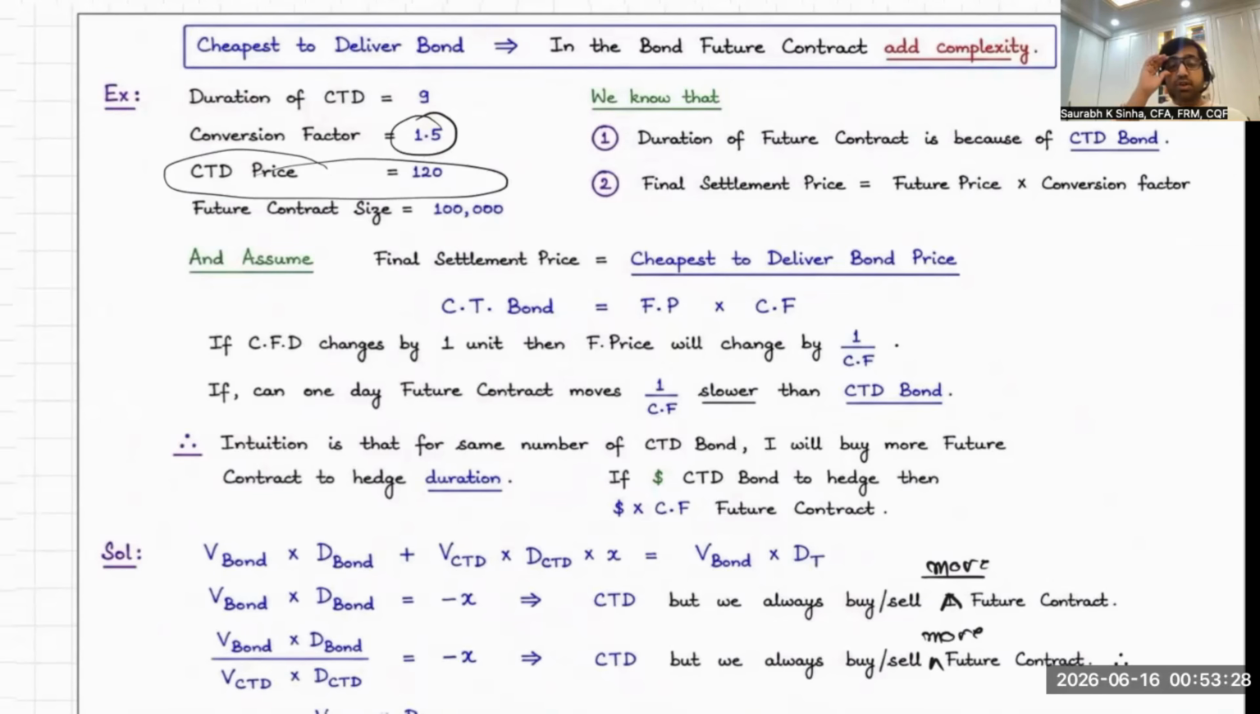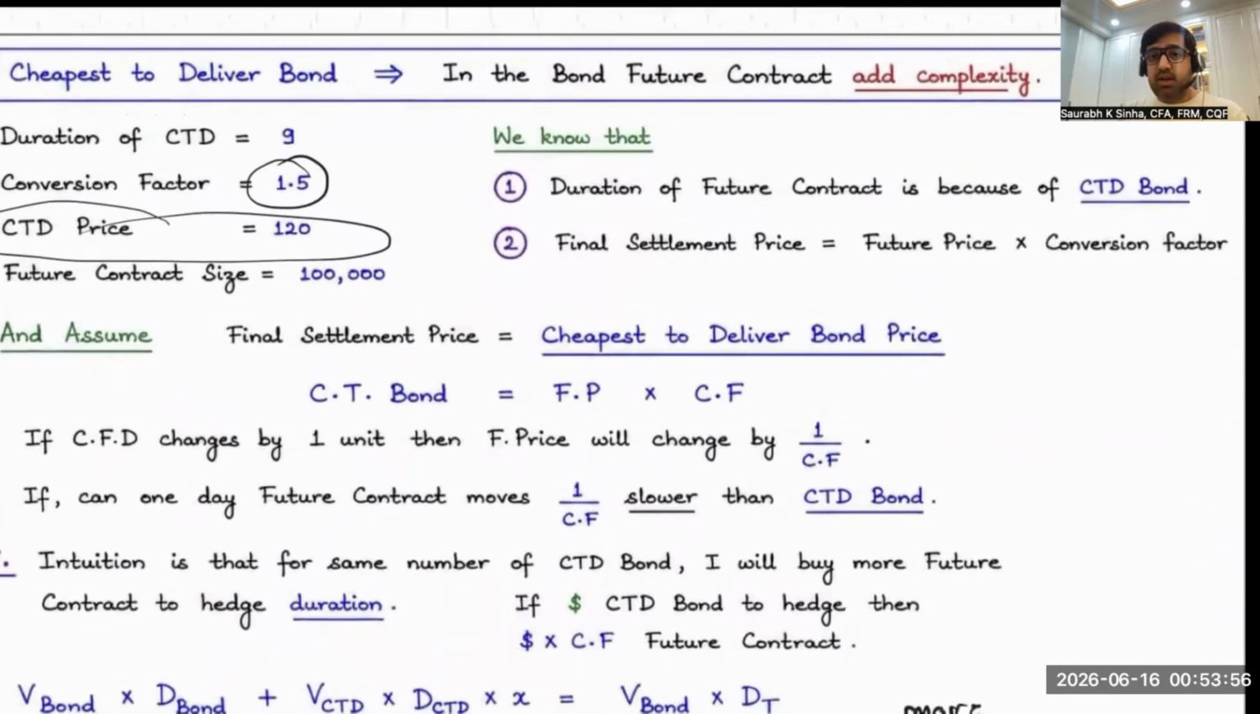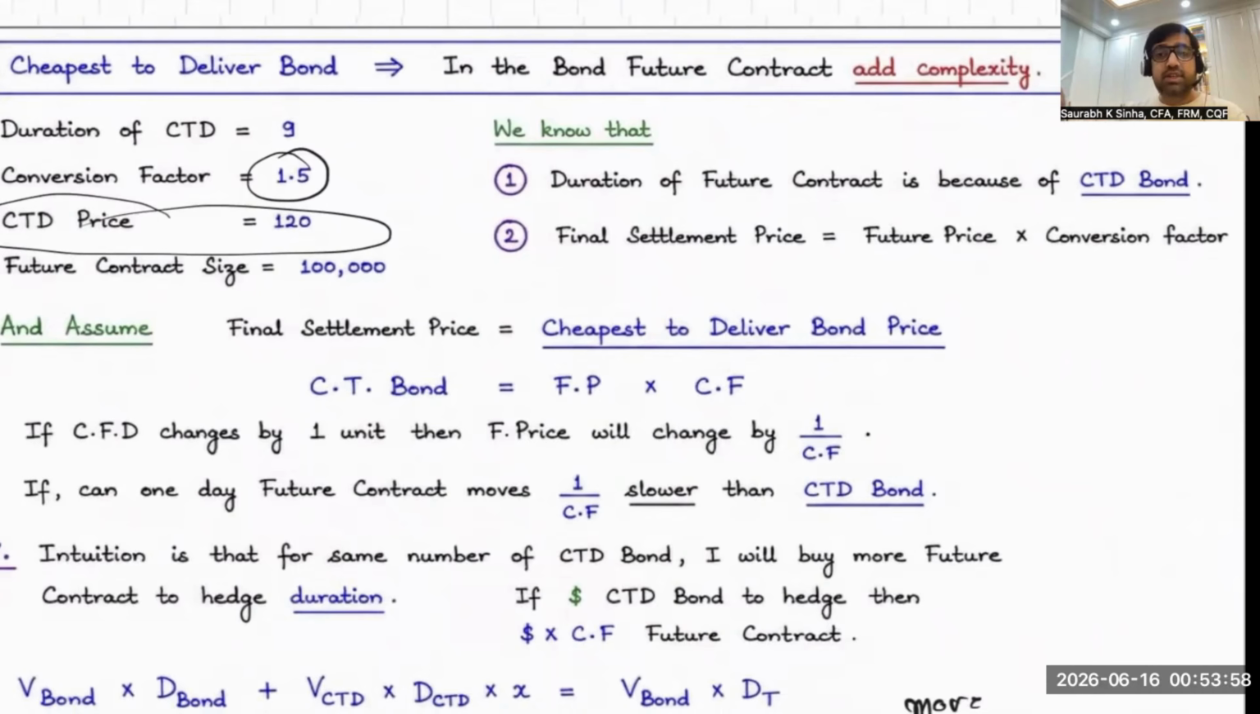Okay. And they will ask you to solve the question and find the number of future contracts. They're giving you the information about the cheapest to deliver bond. They're saying, hey, take the duration of the cheapest to deliver bond. Hey, take the conversion factor of the cheapest to deliver bond. Hey, take the price of the cheapest to deliver bond. And you have to find the number of future contracts. So what we need to understand and what we should be very cautious of: first of all, I mentioned that the duration of the future contract is because of the CTD bond, the underlying asset. That is perfect.